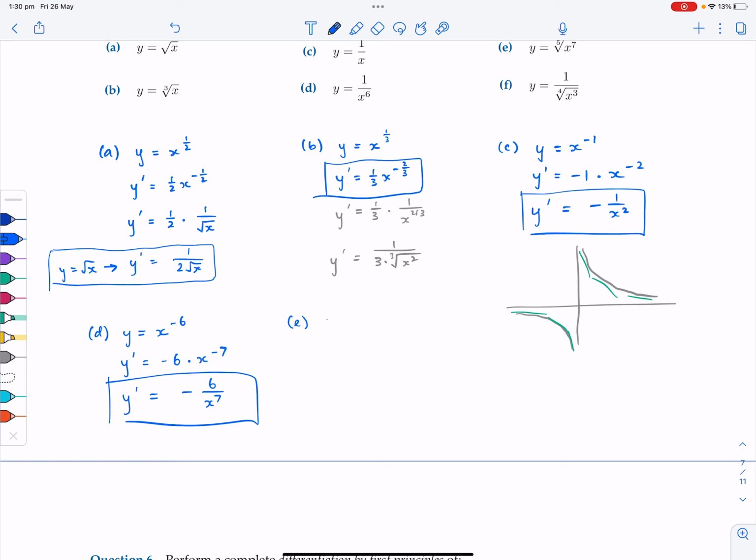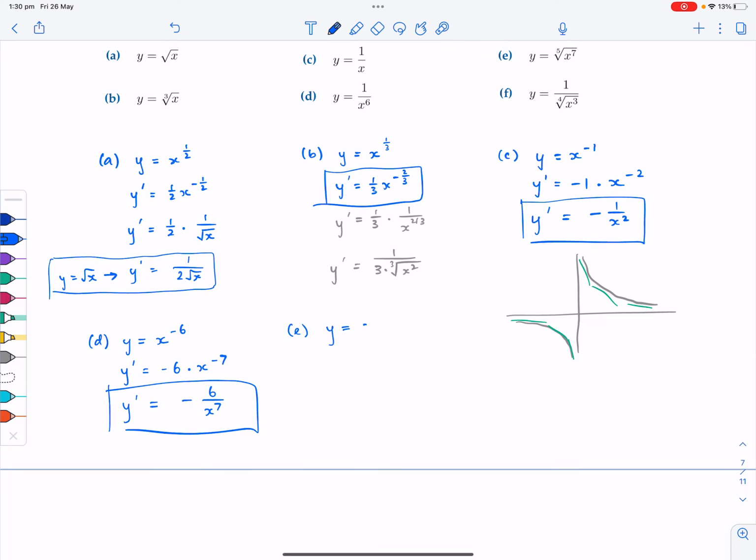E, y equals the fifth root of x to the 7. That can be written as y equals x to the 7 over 5. So y dash is 7/5 times x to the 2/5. Okay, I'm not going to put that in surd form.